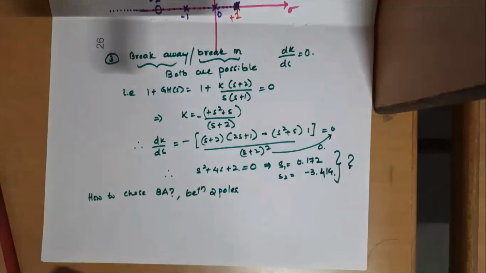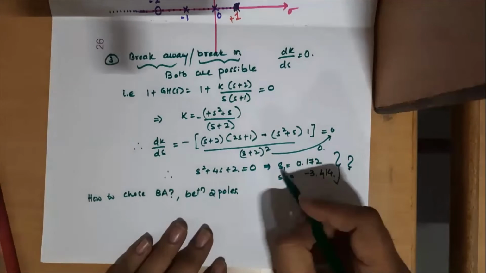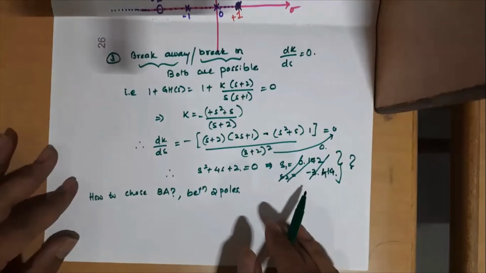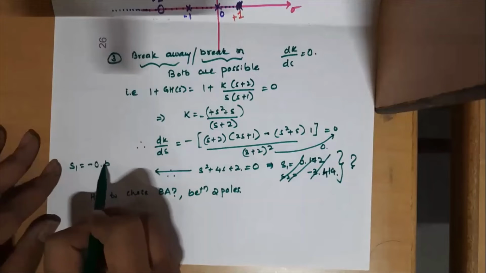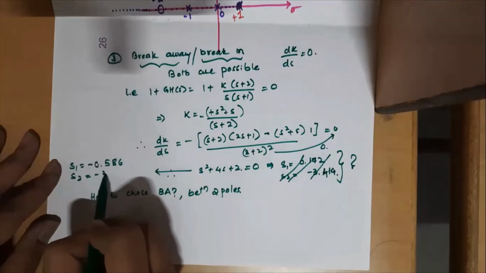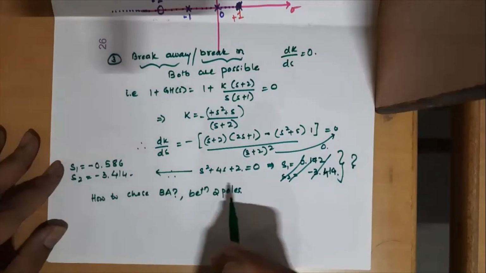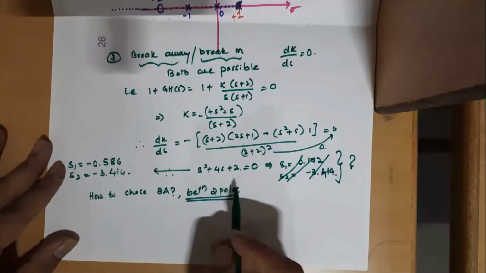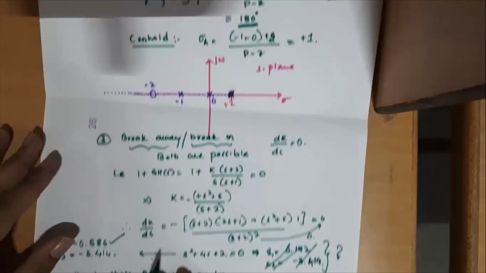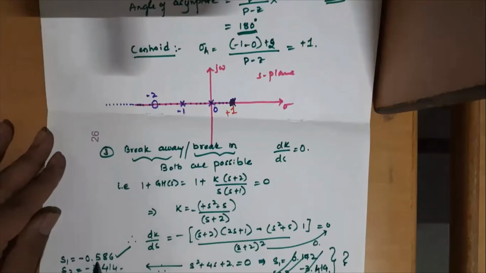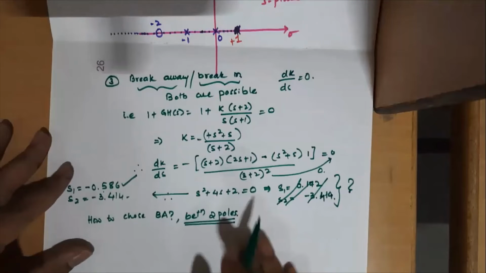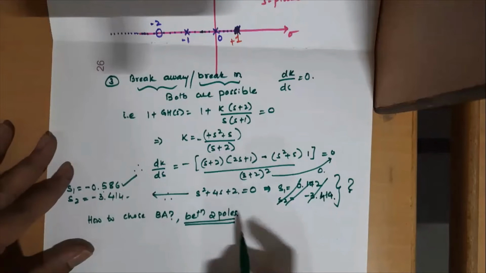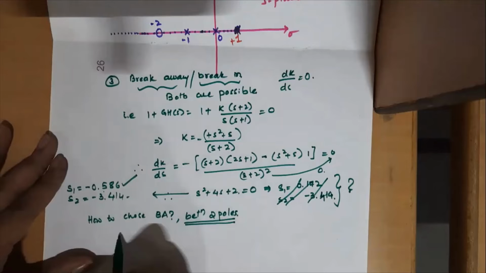Between poles. Yeah, in my calculator I have got a different value. So the value of s is something like this. S1 is minus 0.586, S2 is minus 3.414. So this value minus 0.586 lies between the two poles. So the branches of root locus will meet here and then they will divide. So that should be the breakaway point without any doubt.